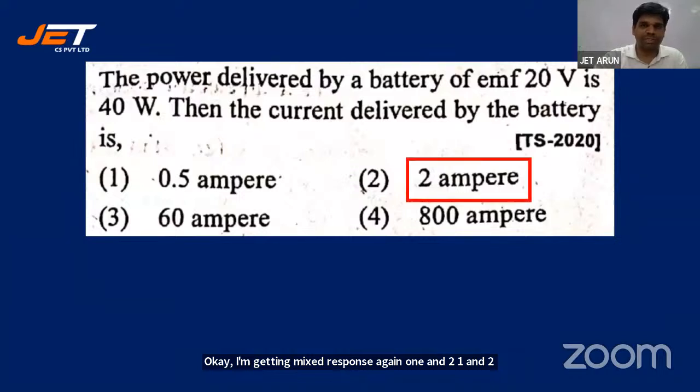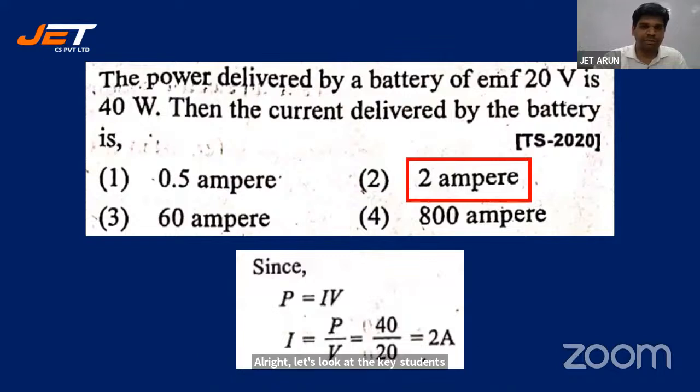All right, let's look at the key, students. The answer is 2 amperes. 2 amperes is absolutely right. And here is how it goes. P is equal to V into I. That's the physics of the problem. I is equal to P by V, 40 by 20, which is 2 amperes. 40 by 20 is math. Very simple math. 2 amperes.